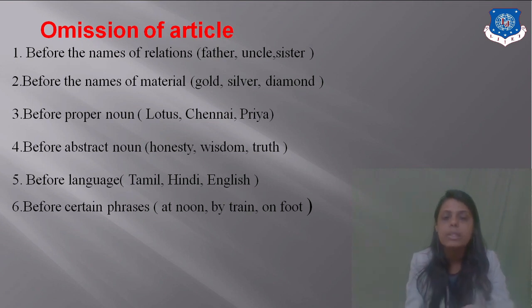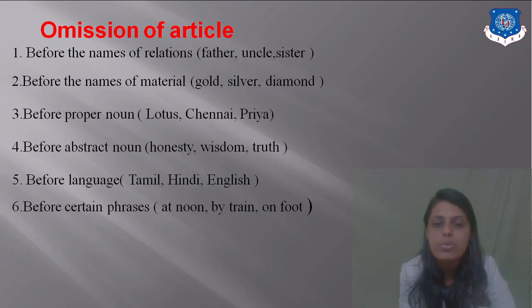So where do you need to omit articles, right? Even if there are nouns, sometimes you need to omit articles; you don't put the or an before them. Names of materials like gold, silver, diamond, you don't utilize the or an. The father, the uncle, the sister, you can't speak like that. So the is omitted there, even if they are nouns, right? For relations, you omit the. For materials, you omit the or an, any kind of article. Even for proper nouns, you omit articles: Lotus, Chennai, Priya. Before abstract nouns like honesty, wisdom, truth.